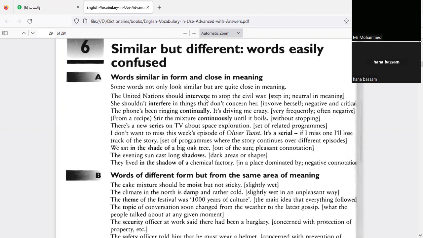To become involved. Yes, that's right. So intervene here means to act in a way that prevents something happening or influences the result of something, like what you have said. So intervene to stop the civil war. It is neutral in meaning.